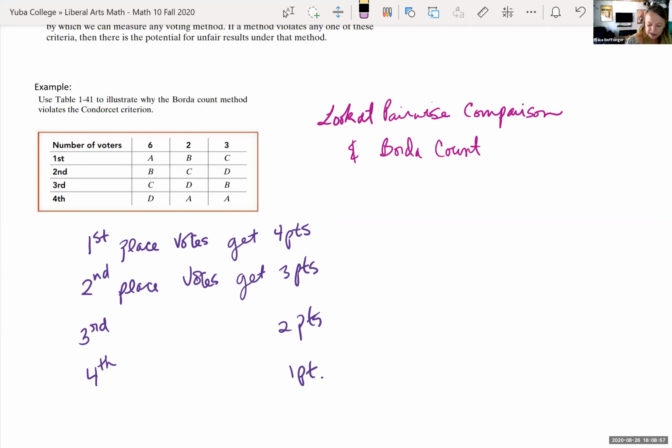So you have to go through and look at A. So A, just A, ignore the other ones. And so look at A was voted first here. That 6 people voted them first here. So they have 6 times 4. And then 2 people voted them last, plus another 3 people voted them last. So there's 5 people that voted them last. And so that's only worth 1 point for each vote. So 6 times 4 is 24, plus 5, which gives us 29 points.